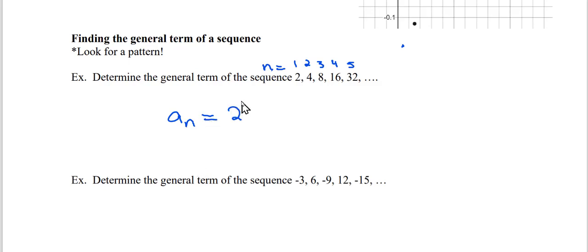what if I do 2 to the n? This is 2 to the first, 2 to the second, 2 to the third, 2 to the fourth, 2 to the fifth, right? I think that is an appropriate general term here. We only have 5 numbers. It could go wonky after that. The 6th number might not be 64. We aren't really guaranteed this, but it seems to be the pattern that is happening.